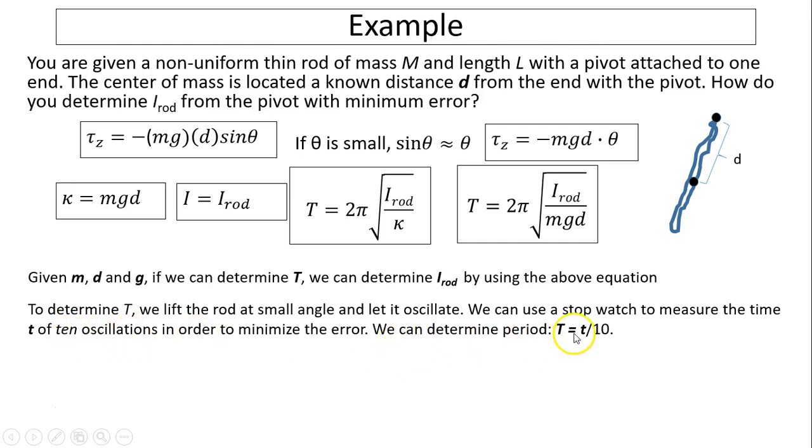So how do we determine the period? Period equals the time we measured divided by 10. That's the time for one cycle. Once we find T, we can put T in this equation to find I.